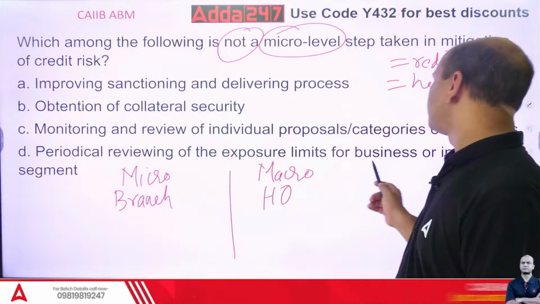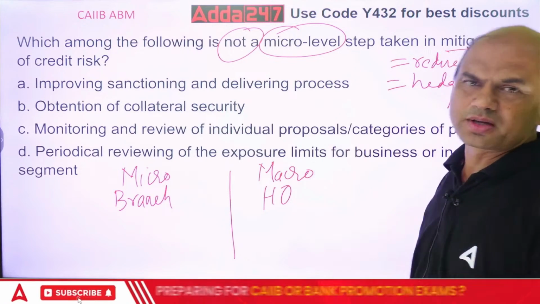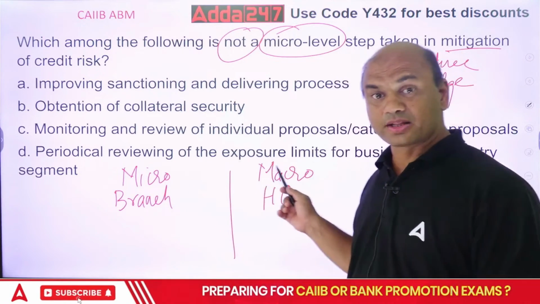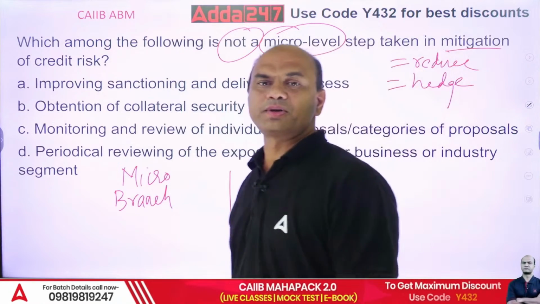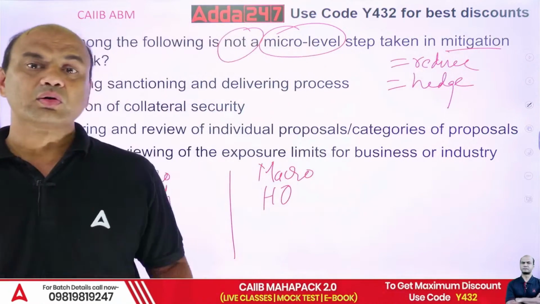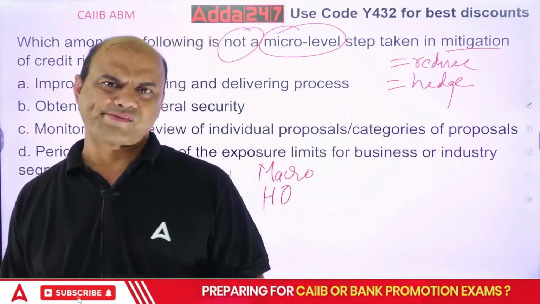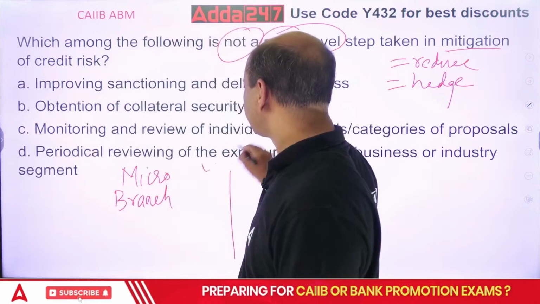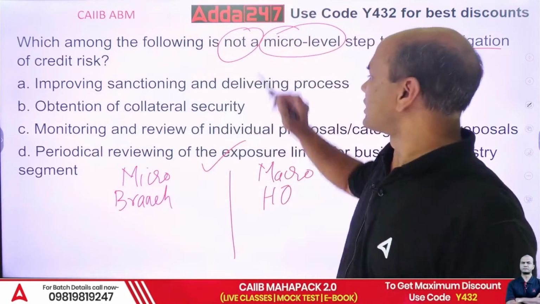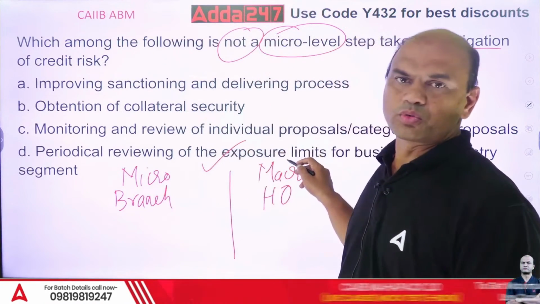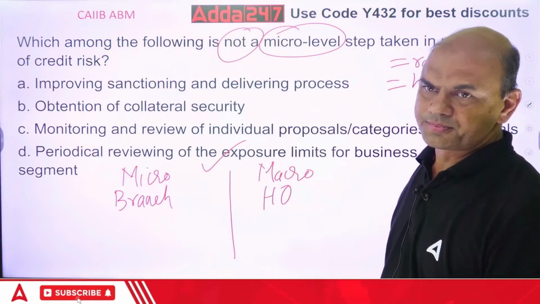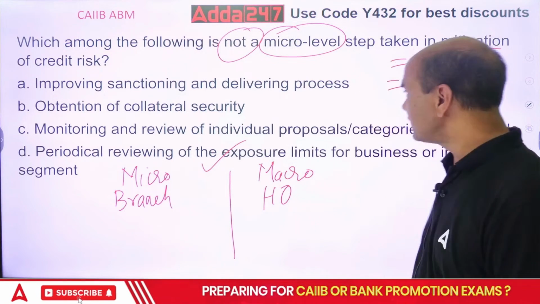So, look at this: review of exposure limits for the business. This is a part of what? This is a part of HO. Will this be done at HO level or at a branch level? The overall banking portfolio, will a branch do this? No. So it is a part of macro, not micro. Got it? Clear?